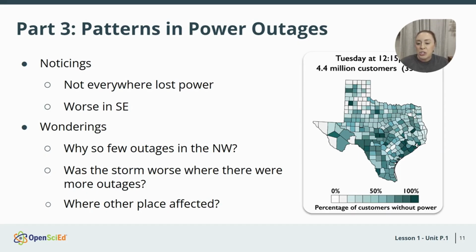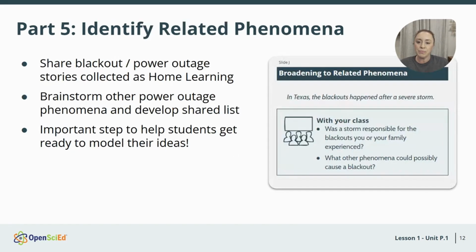And from this, students are wondering things about, well, why were there so few outages in the Northwest and so many in the Southeast? Was it because of this winter storm that our articles mentioned were happening at the same time as this power outage? And were other places other than Texas affected? You're going to get a variety of questions, but these are some of the key ones that you would want to listen for and highlight from your students.